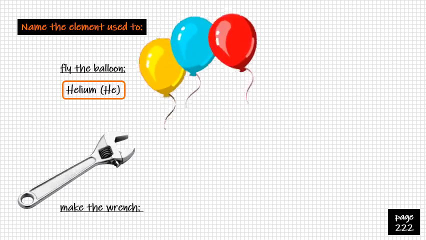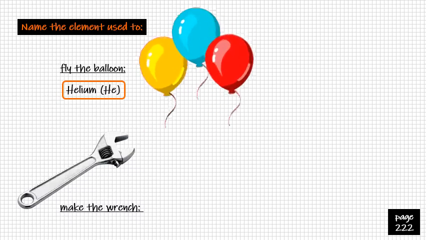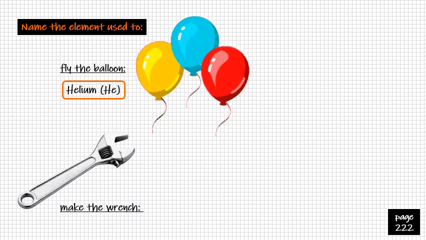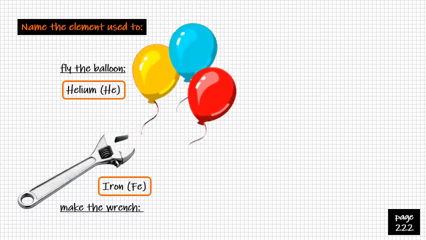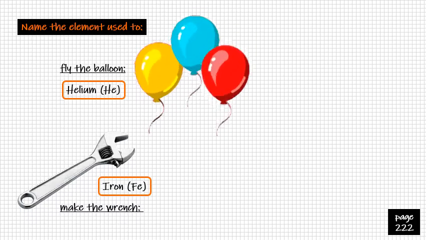What is the element used to make this tool? What is this tool made of? It's made of iron. Excellent, good job. Iron is an element and the symbol of iron is Fe.